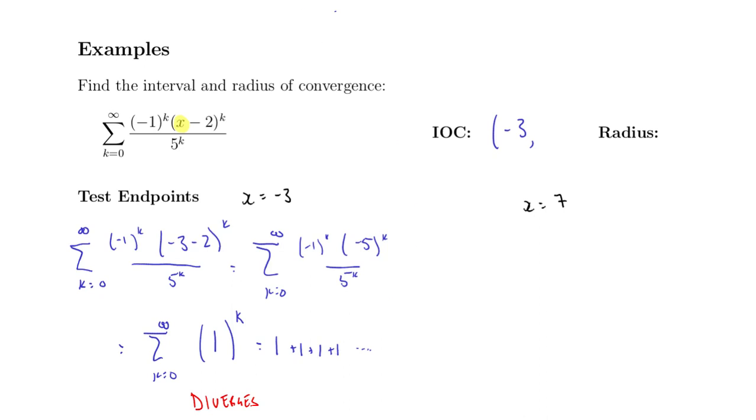Now, let's go ahead and check the other endpoint when x equals 7. I'll give you a second to do that. Go ahead, plug in 7 for x, and see what kind of series you're ending up with, and test to see if that thing converges or not. Pause the video, see what we can do. All right, let's do this.